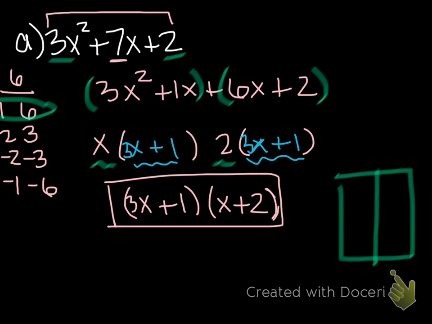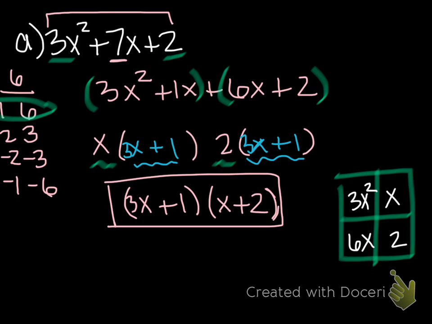For those of you who do the box method, you're going to write your 4 terms inside the box. So my 4 terms again are 3x squared. The 2 goes in the bottom right, and then the x and the 6x go in the combination. So you have the same 4 terms as the groupers. It's just the way we organize it.